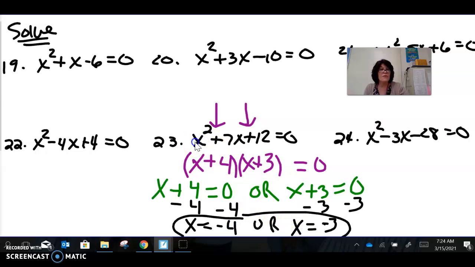If I put negative 4 in for x, negative 4 squared is 16. Plus 7 times negative 4 is negative 28. 16 plus negative 28 is negative 12. Plus 12 is 0. That's what we're saying. When we put negative 4 back in here, I get 0. When I put negative 3 in here, I get positive 9. Plus negative 21, that's negative 12. Plus 12 is 0. Okay?